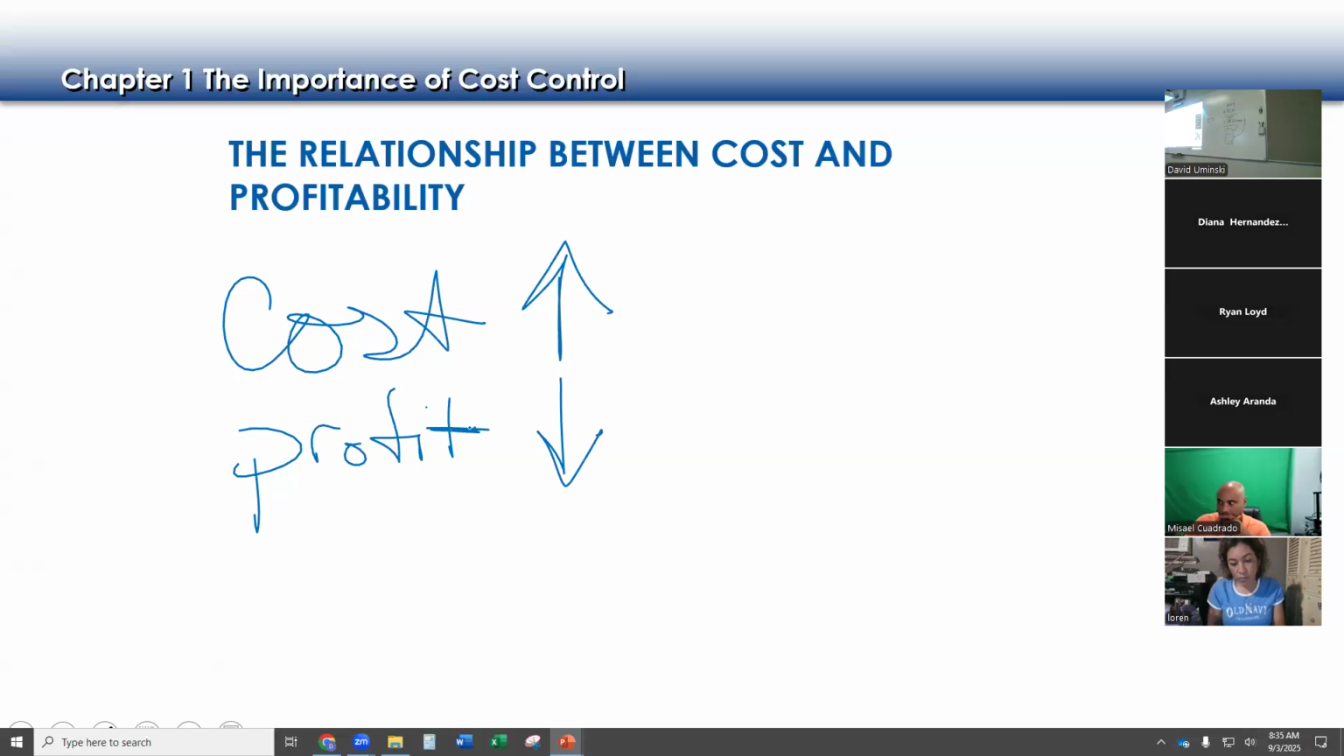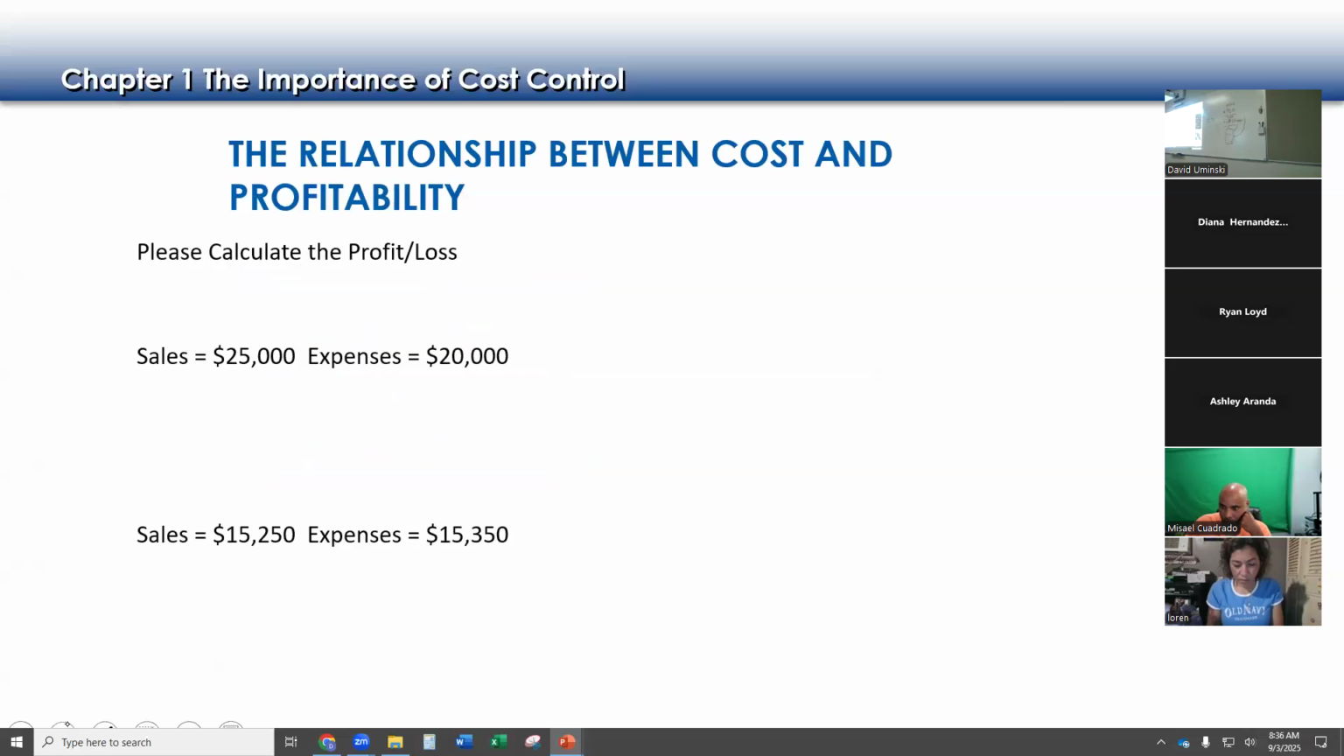Now as business owners in hospitality and culinary and restaurants and baking, we have to find that fine line. We don't want to lower costs so much that we're sacrificing the quality of our product, because then people aren't going to buy it. So we have to figure out what that fine line is as far as cost. And that's what we're going to talk about throughout this class: how do we manage our cost to keep our profit higher?